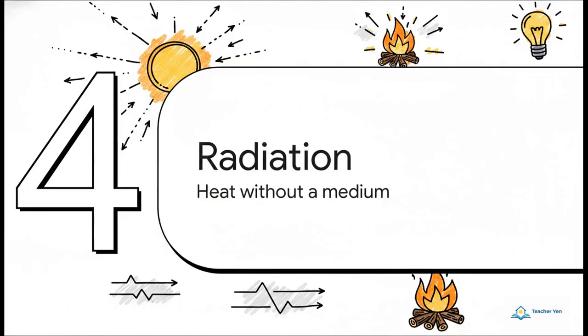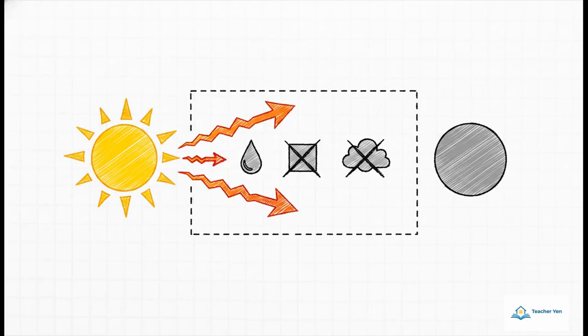Okay, part 4, radiation. This final method completely rewrites the rules. Unlike conduction or convection, radiation doesn't need any medium. No solids, no liquids, no gases. It travels freely through the total emptiness of space, which is incredibly lucky for us. Otherwise, the sun's heat would never make it across 93 million miles of vacuum to keep Earth warm.